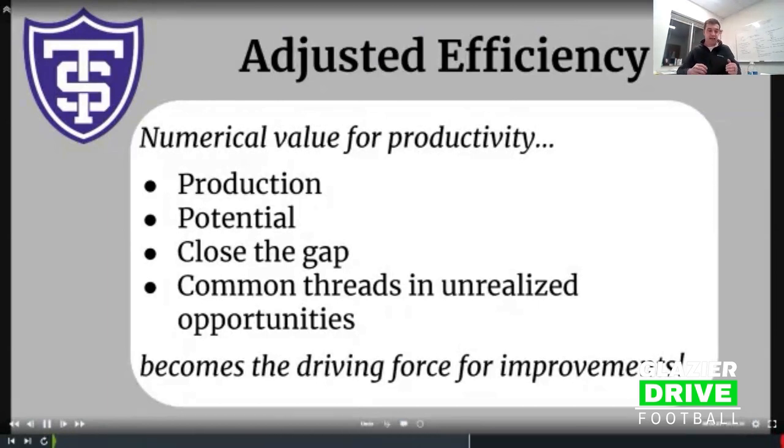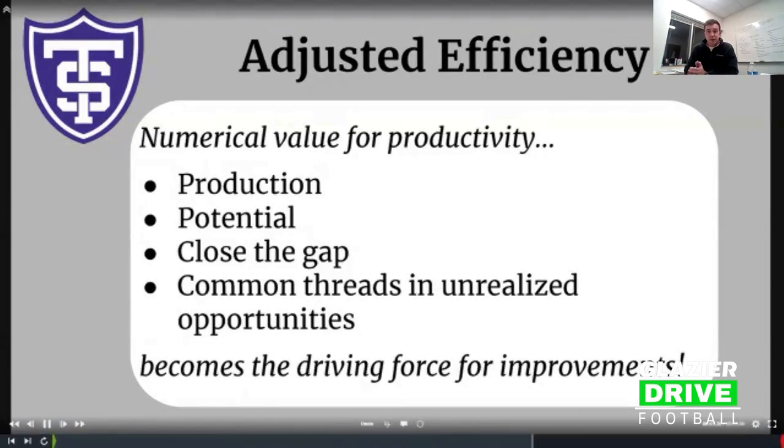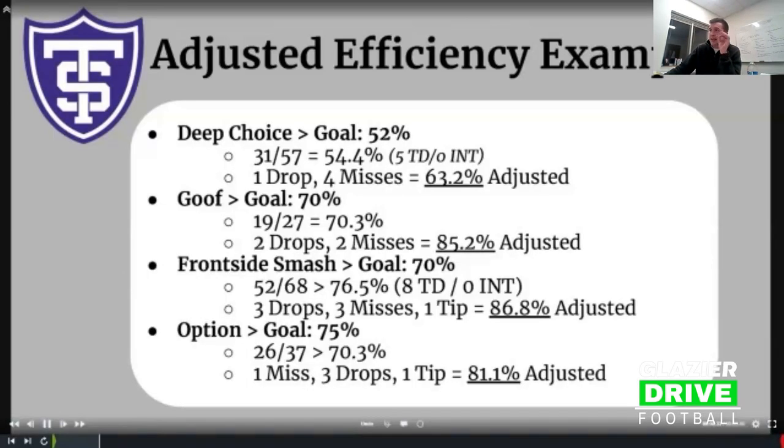All right. And this is not for a flavor of the month or flavor of the year type of offense. This is for an offense that you truly believe in, the base system that you're operating, the base concepts you believe in. Deep choice, we believe in. We want to find a way to continuously get better and protect deep choice at all costs, right? And usually that comes back to the teaching element. All right. So with that said, here's an example, all right, of the adjusted efficiency.